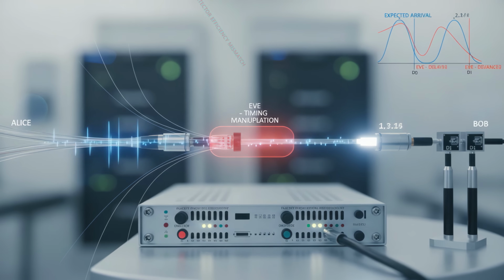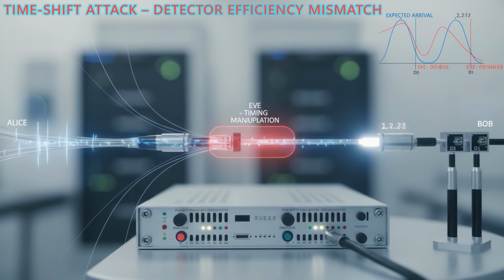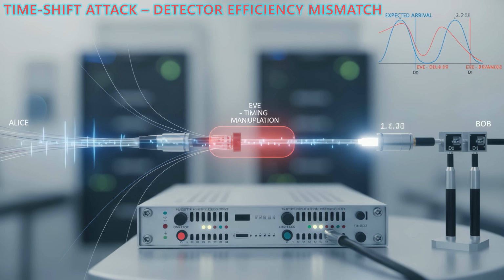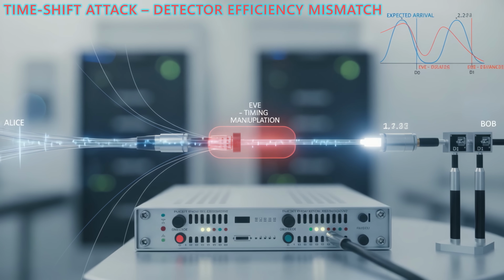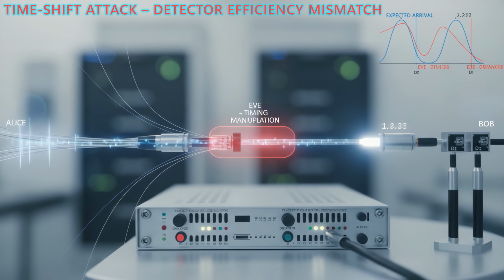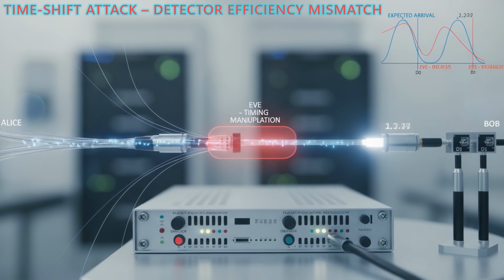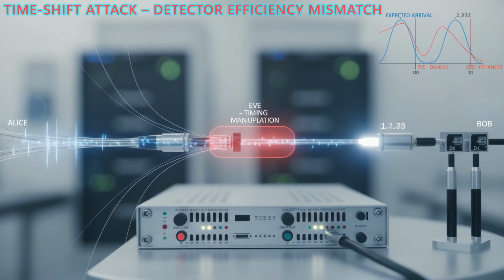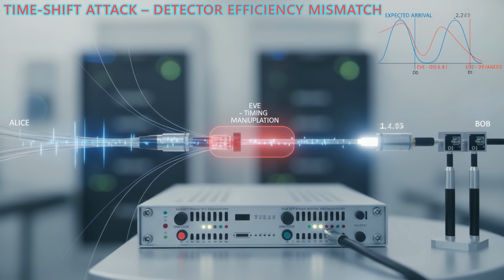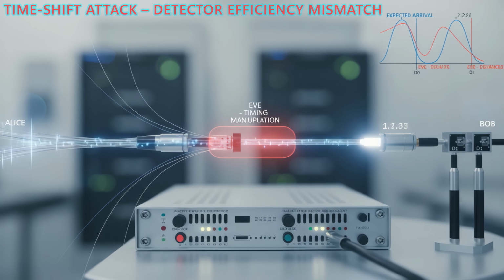The fourth attack we'll discuss is called the time shift attack. In this attack, Eve doesn't touch the quantum states themselves. Instead, she interferes with time. As Alice sends single photons down the fiber, Eve the eavesdropper inserts a precise delay or advance into each pulse. This timing shift changes the moment each photon reaches Bob's detectors.